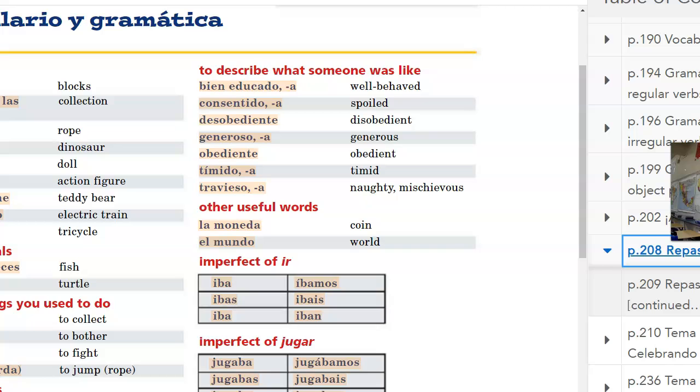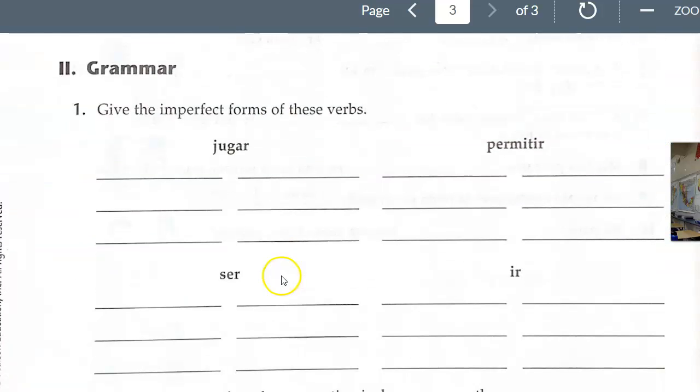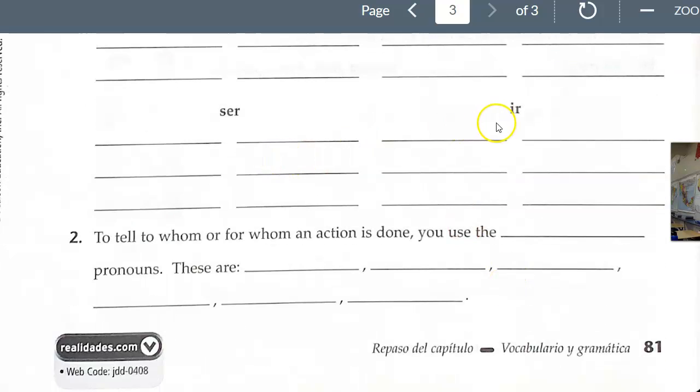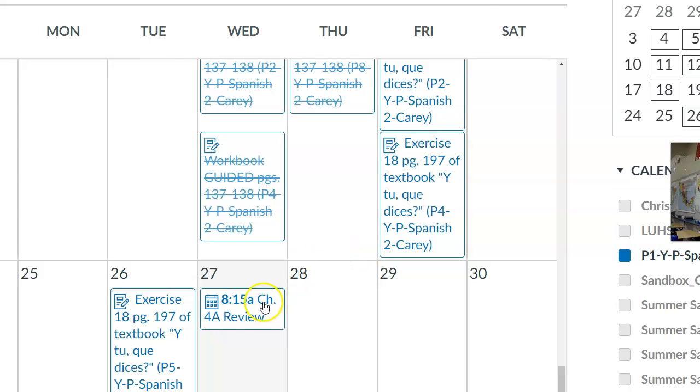Again, pick any terms that apply. For the grammar, you have the conjugations of jugar and permitir. Those can be found on page 194. Ser and ir can be found on page 196, the irregulars. And then to tell to whom or for whom an action is done, those are indirect object pronouns. And then you have the indirect object pronouns on page 199. So just a nice solid review.